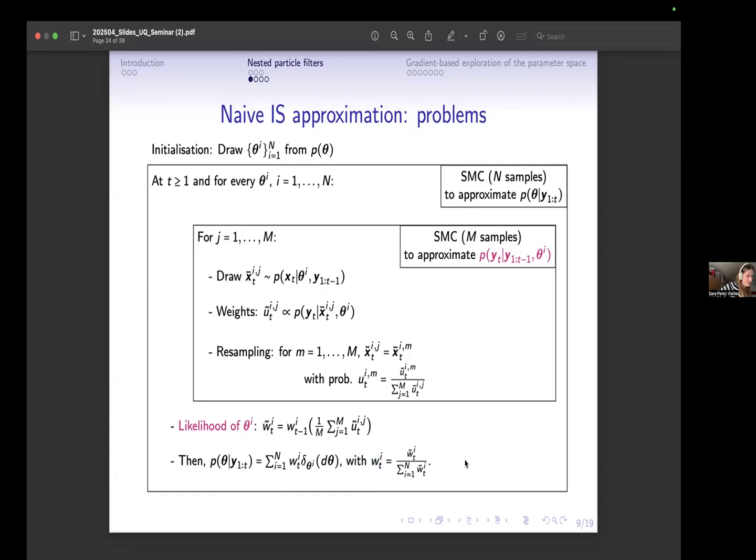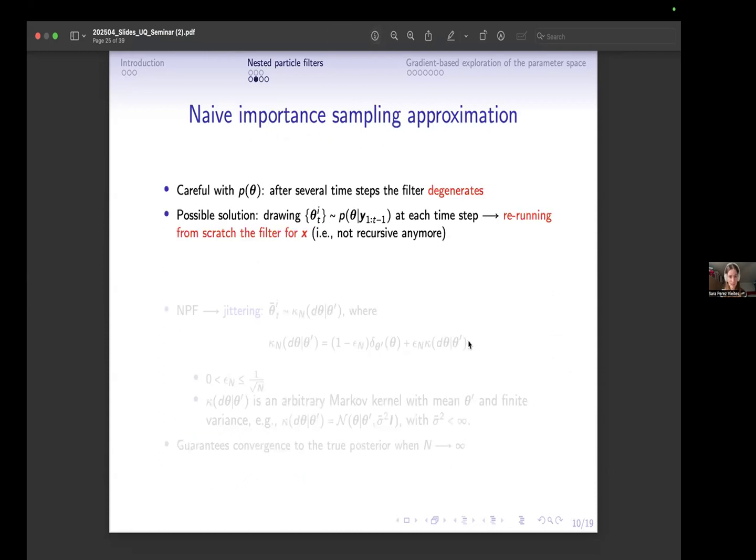Okay, but here there are several problems. First of all, the parameter layer, or the theta samples, at some point will end up degenerating, because basically we are just sampling from the prior and we are never moving from there. There is no dynamics in theta. So what will happen, especially if you have a bad prior, is that most of these weights will go to zero, and you will remain with just one sample with weight 1 after a few steps. I think I have it here. Yeah, after several time steps, the filter degenerates.